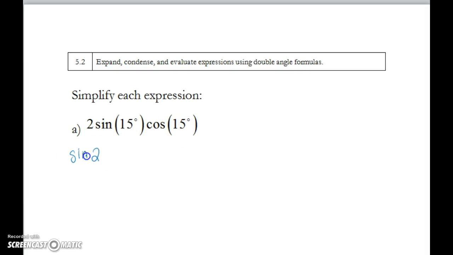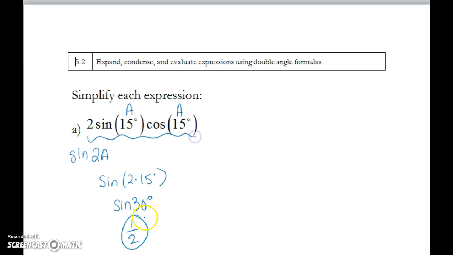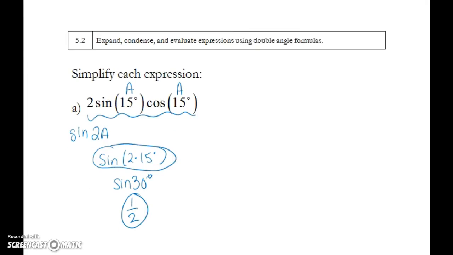So let's go back to our problem here, and if we're converting to the left side, this becomes sine of 2a, and a in our problem is 15 degrees, so this is really sine of 2 times 15 degrees, which becomes a sine of 30 degrees, which we can evaluate to become 1/2. So this whole expression converts to just sine of 2 times a, and that's because of our formula.